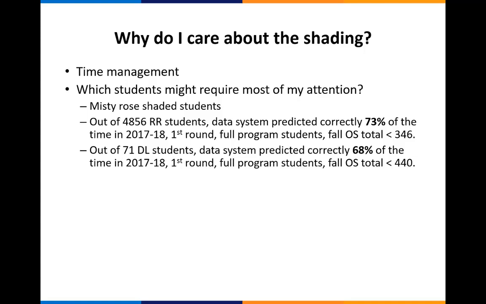And DLL students, there were a little less. We don't collect as much data on DLL students. We had 71 that were first round full program and had an OS total score of less than 440. And it predicted that 68% of them would be recommended, and it predicted those correctly. So still pretty high percentages in both cases.